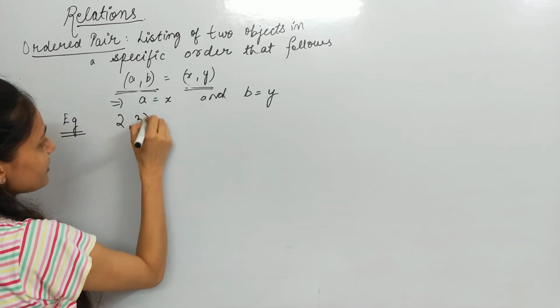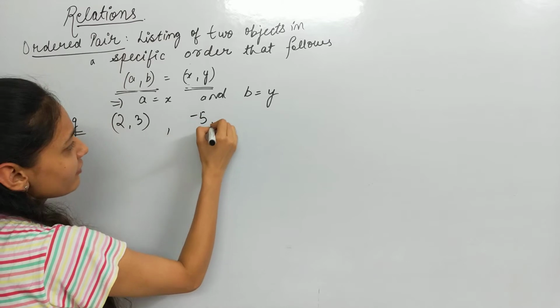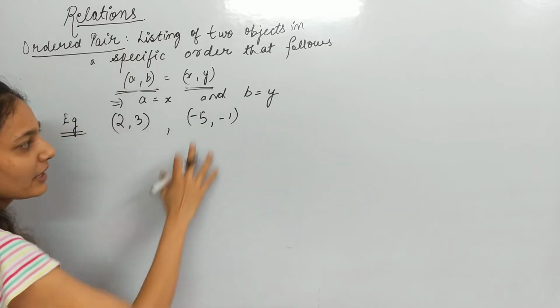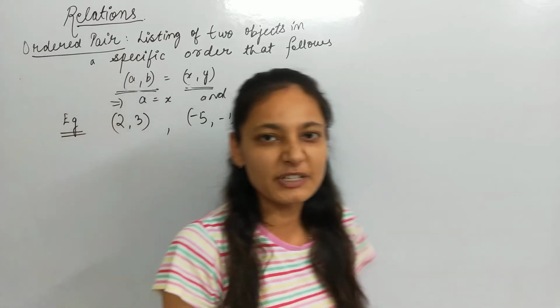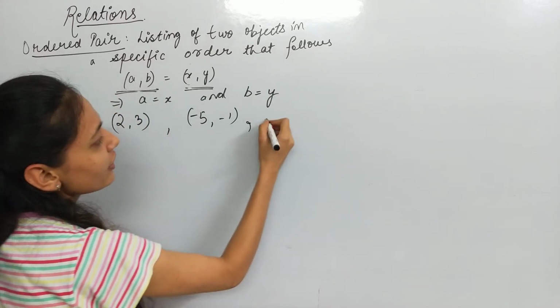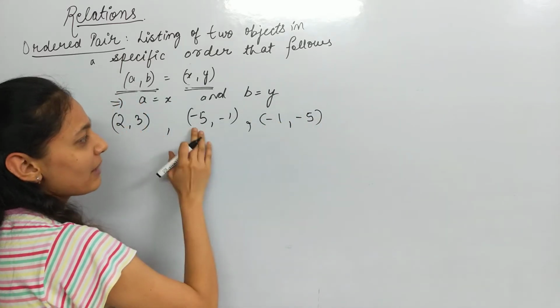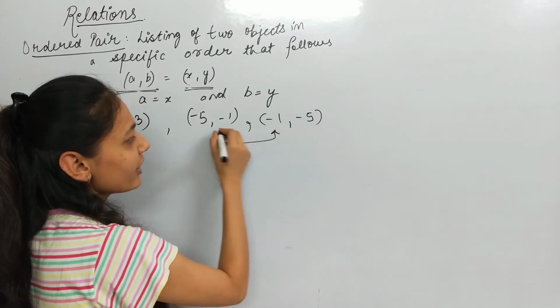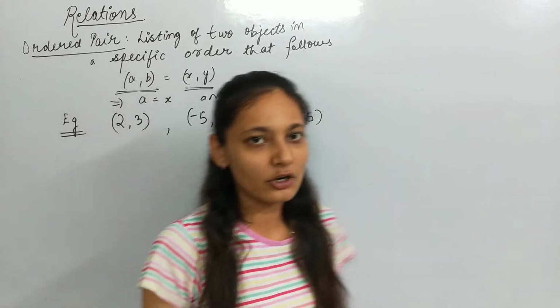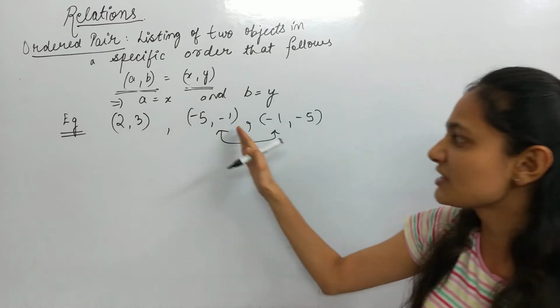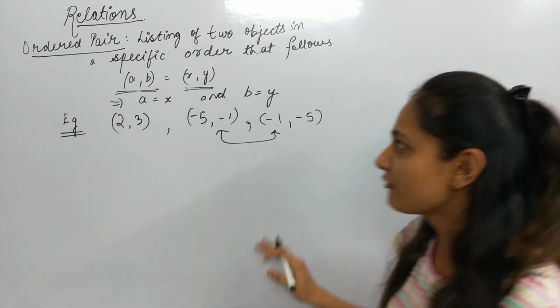suppose (2, 3), this is an ordered pair. (-5, -1), this is an ordered pair. Pair means the two objects are listed in a specific order. This is different from this. (-1, -5) and (-5, -1), these two are different ordered pairs. These are not the same. Okay, so they are listed in a specific order. This you have done before.